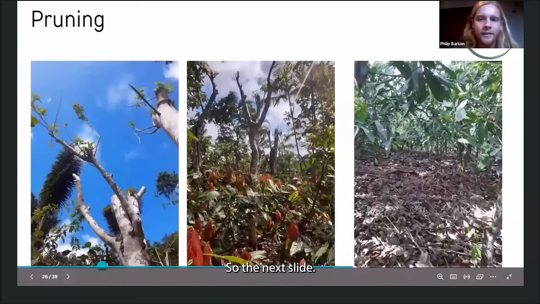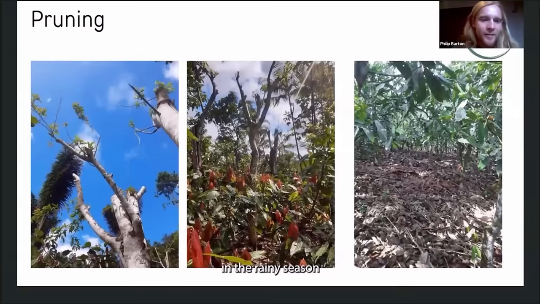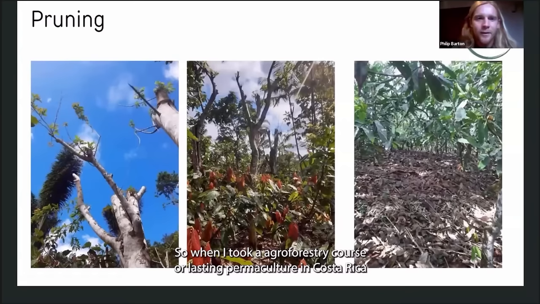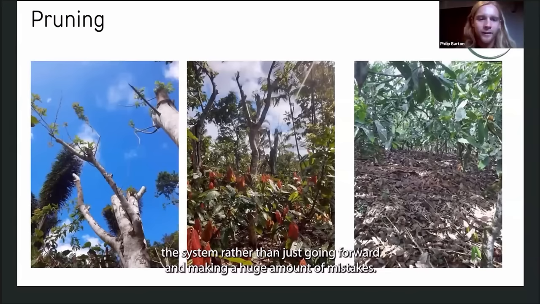Okay, yeah, this is the pruning that Ernest was talking about. I took these pictures while he was pruning in the rainy season. And this is the extremity that Ernest prunes to. When I took an agroforestry course while I was doing permaculture in Costa Rica, they said never remove more than 30% of a canopy. And this comes back to our knowledge of Ernest's principles of life, to look at the plant and understand what it wants before we interact with it. If we have that knowledge before we start, we can really enhance the system rather than just going forward and making a huge amount of mistakes.